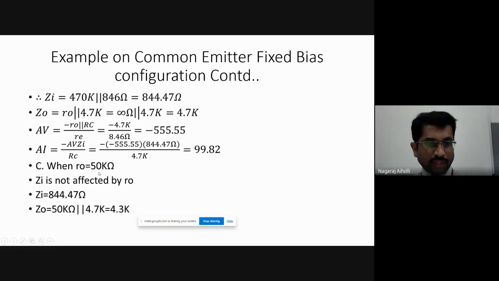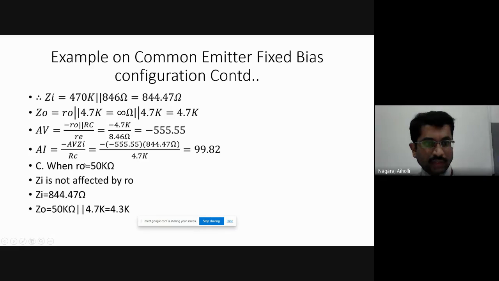Next, part C of the problem, we have to calculate for R naught equal to 50 kilo ohms. For R naught equal to 50 kilo ohms, ZI is not affected by R naught. Input impedance is not affected by output resistance. There is no R naught term in the equation for input impedance. It is RB parallel beta RE, the same, that is 844.47 ohms.